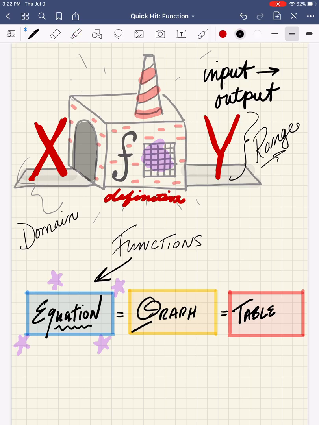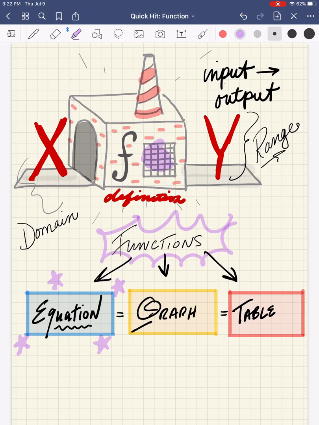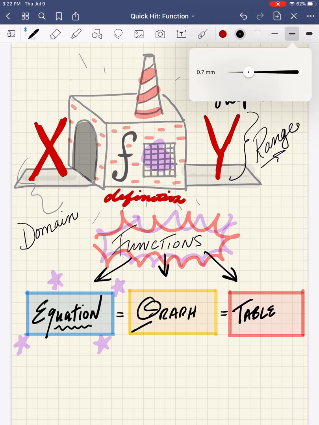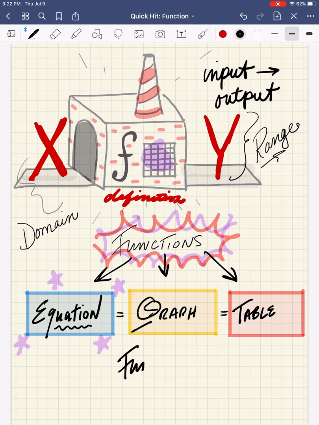But the SAT and ACT give equal weight to each of these portrayals of a function. And in fact, they expect you to be able to switch between them. That switching is called functional fluency.